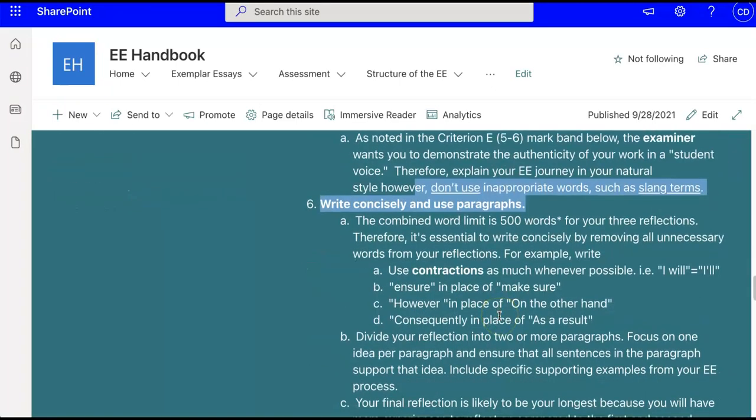Okay, you've only got 500 words, guys, so you've got to write concisely. So in other words, don't use 4 words when 1 word would do. Okay, so for example, don't write make sure when you can say ensure. Don't write on the other hand when you can write however. Don't say as a result when you can write consequently.